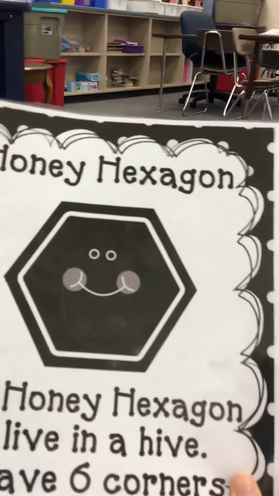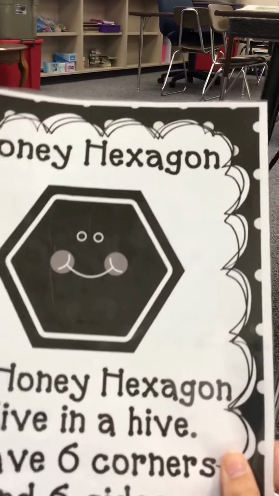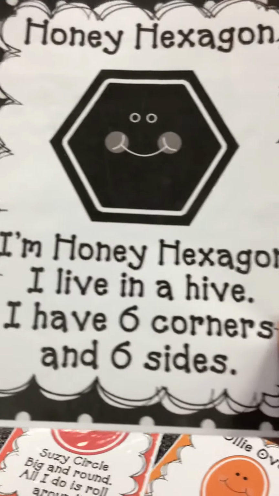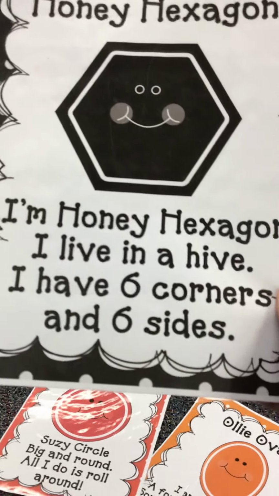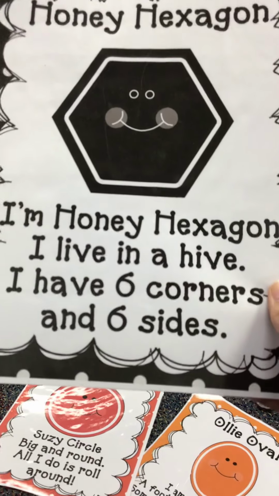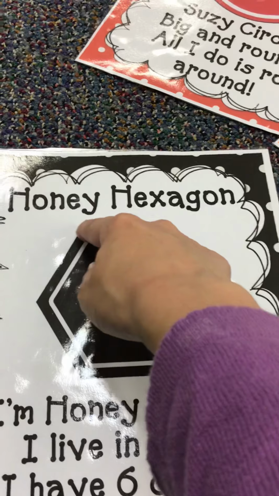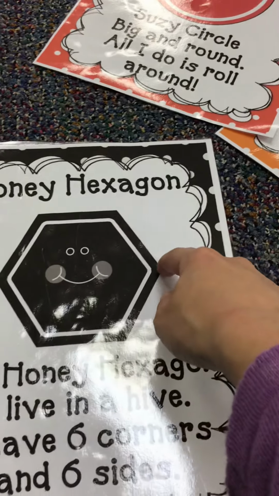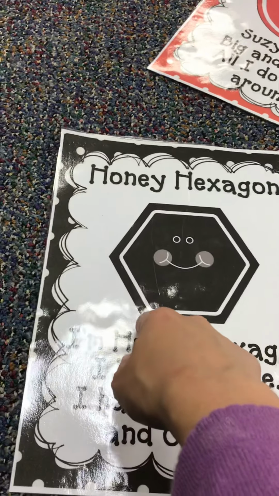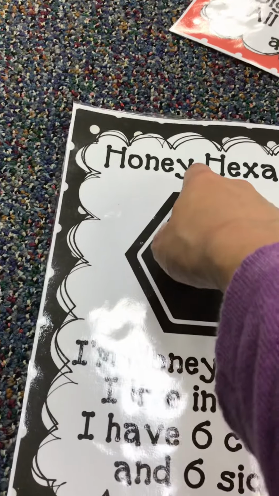Next, we have a new friend, and it is Honey Hexagon. The shape is a hexagon. I'm Honey Hexagon. I live in a hive. I have 6 corners and 6 sides. The sides: 1, 2, 3, 4, 5, 6.